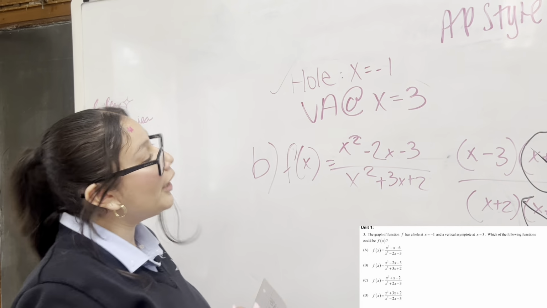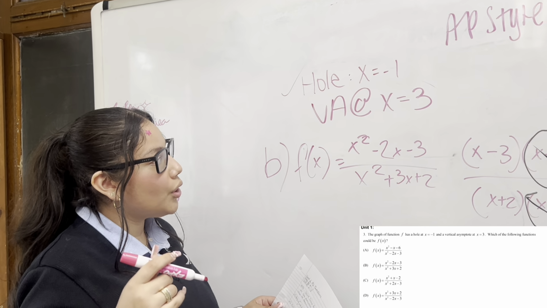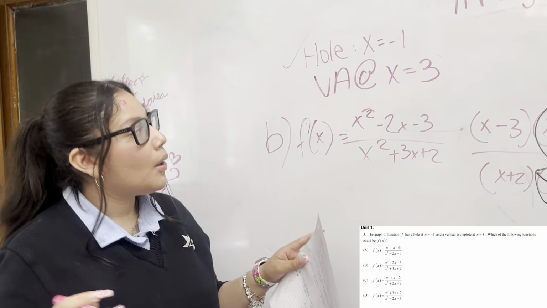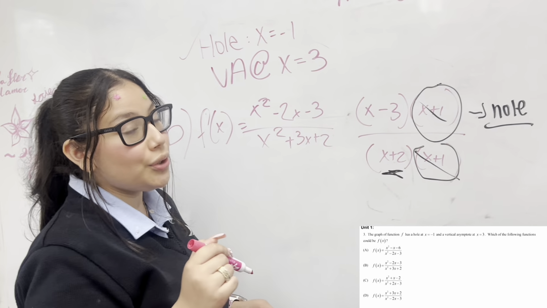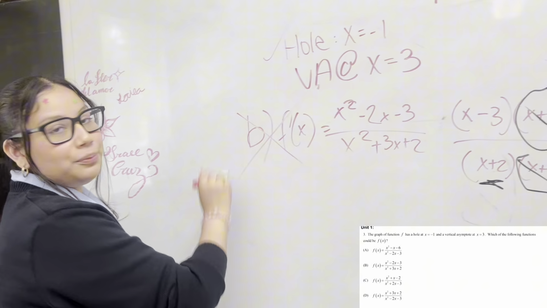Let's put an x, right? However, for the vertical asymptote, we need x equal to 3. But for x to be equal to 3, the denominator has to equal 0 at 3. But it's x plus 2. So that tells us B is a no.